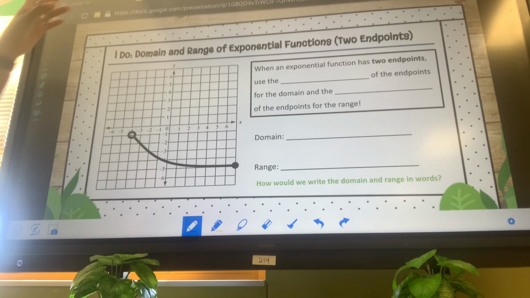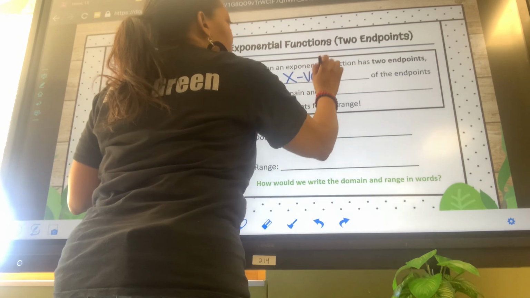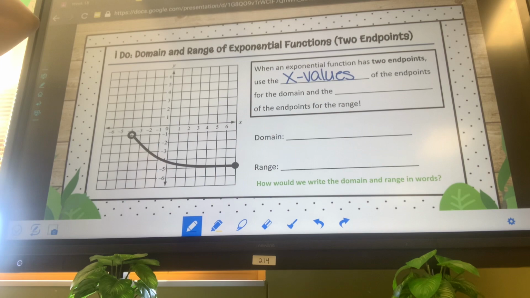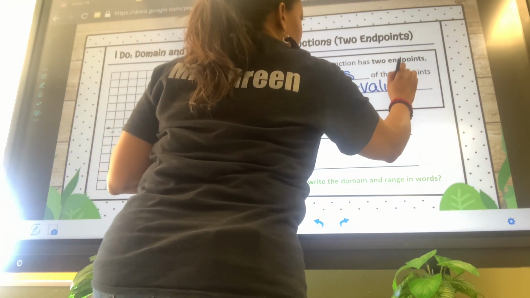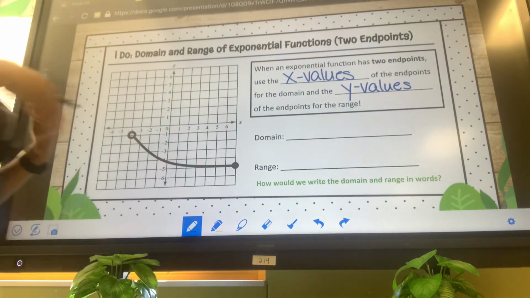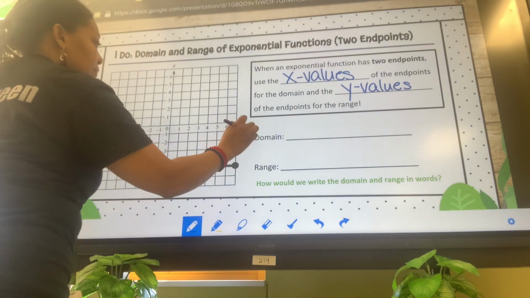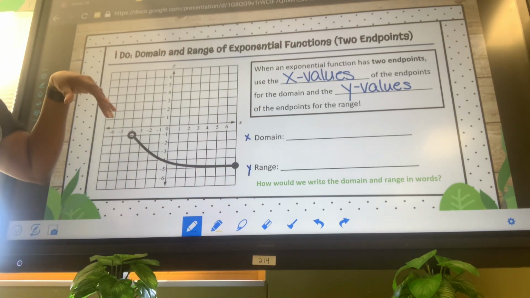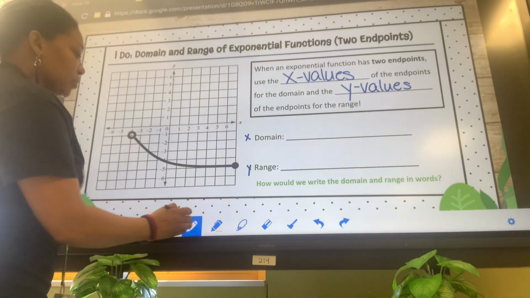When an exponential function has two endpoints, we're going to use the x values of the endpoints for your domain and use the y values of the endpoints for your range. Remember, your domain is the x, the range is the y values, that is. So x values, y values. Now remember our domain, since it's the x values, my x-axis goes from left to right.